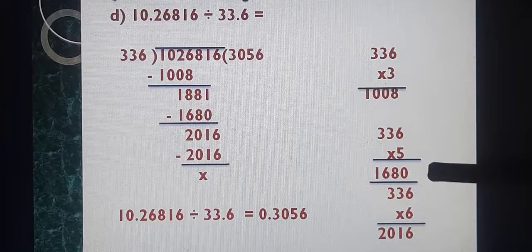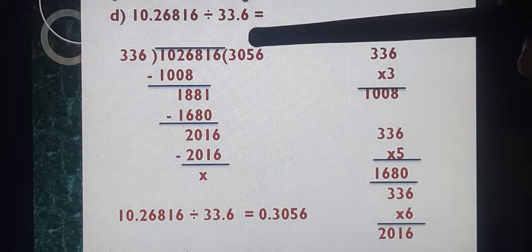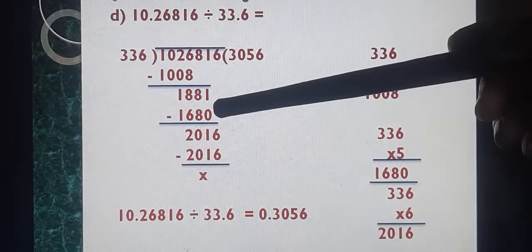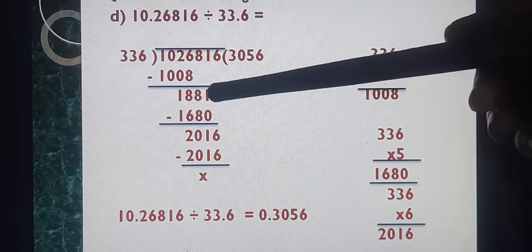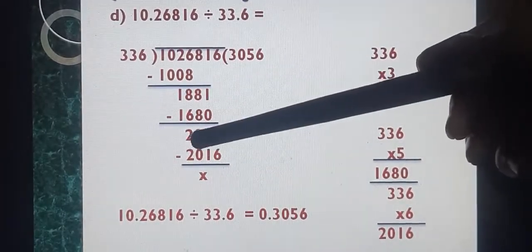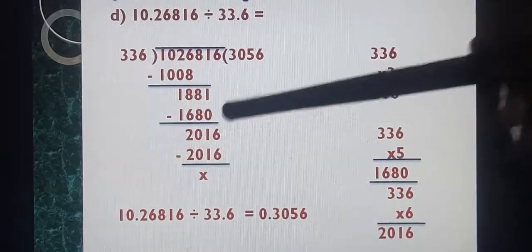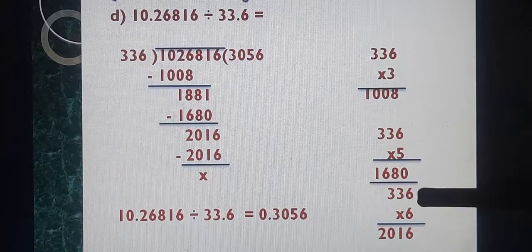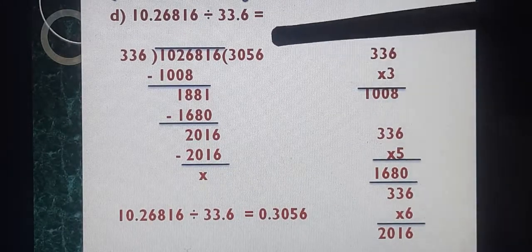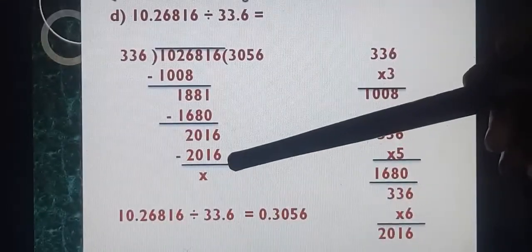336 5s are 1680. So we will take it in the quotient. 1 minus 0, 1. 8 minus 8, 0. 8 minus 6, 2. 1 minus 1, 0. Next digit we will take, that is 6. 336 6s are 2016. So 336 6s are 2016.